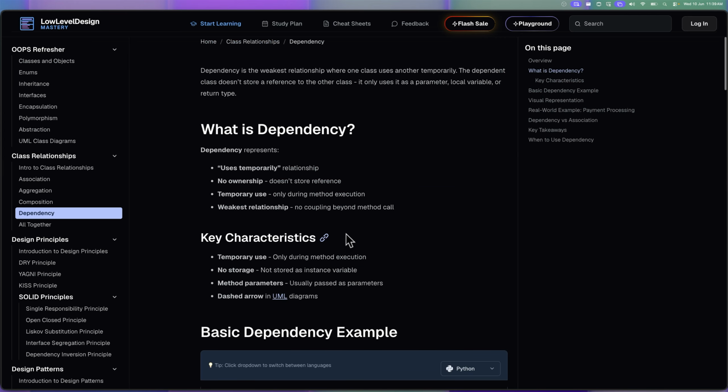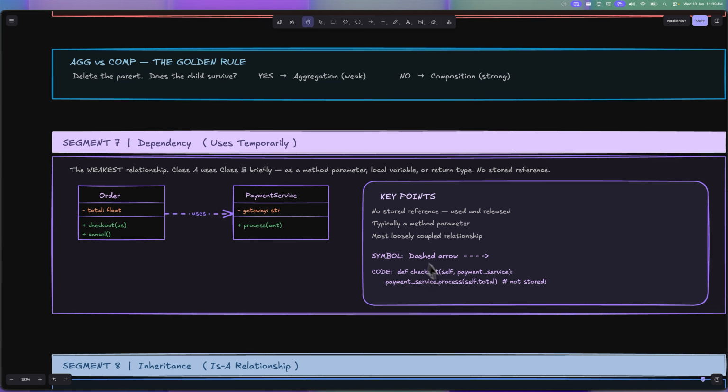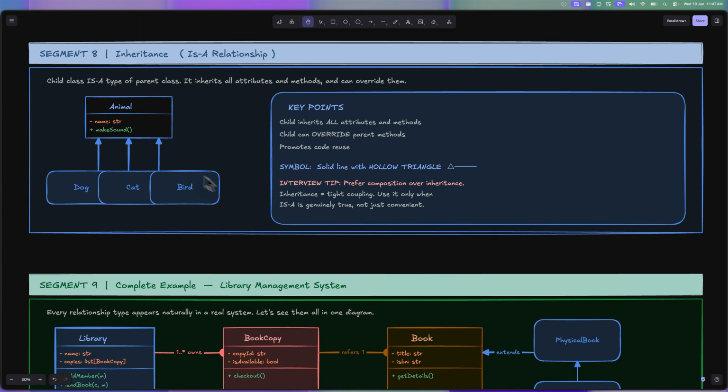So this is all about the dependency relationship. And how do you denote it? You use a dashed arrow.